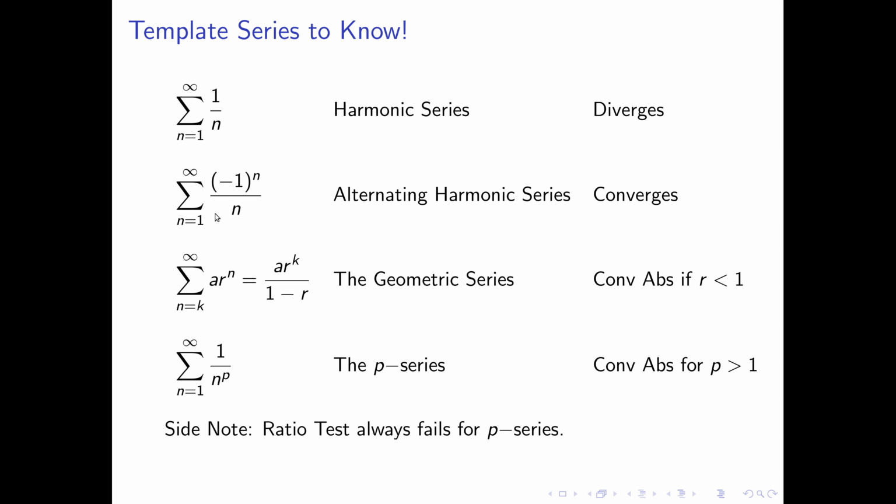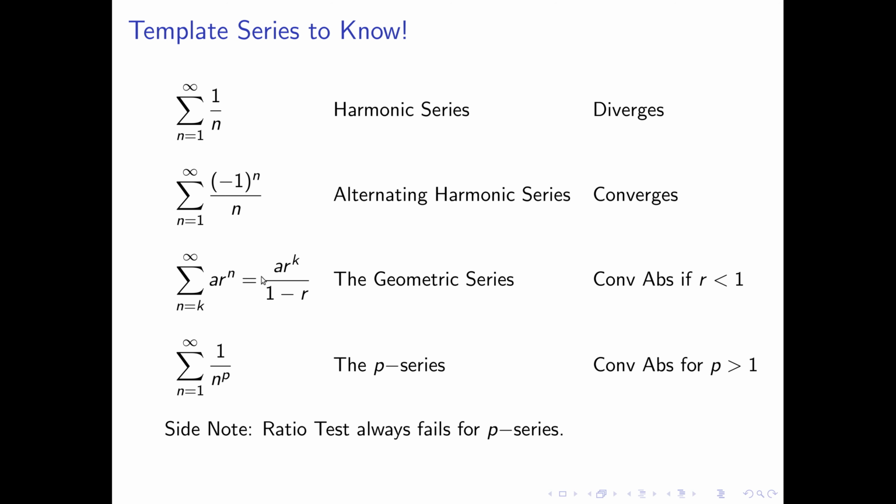Good. So the next one, if you put a minus 1 to the n on the top, then we get something that's called an alternating harmonic series, and that is something that does converge. And so if you compare the alternating harmonic series with the harmonic series, you can see that the alternating harmonic series converges, but not absolutely, right? Because if you take the absolute value of the terms in the alternating harmonic series, you get the harmonic series, and we know that that diverges. Therefore, the alternating harmonic series is our template example of conditional convergence.